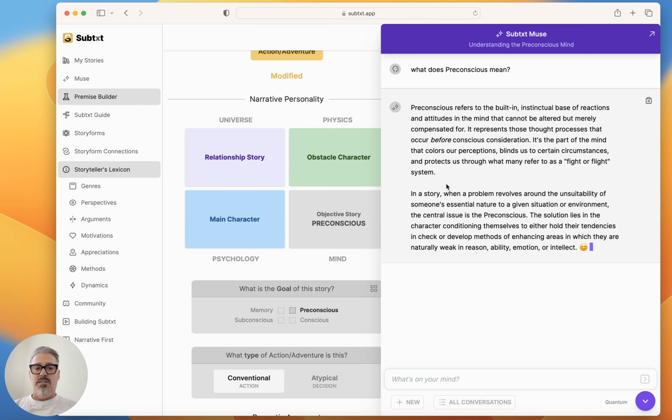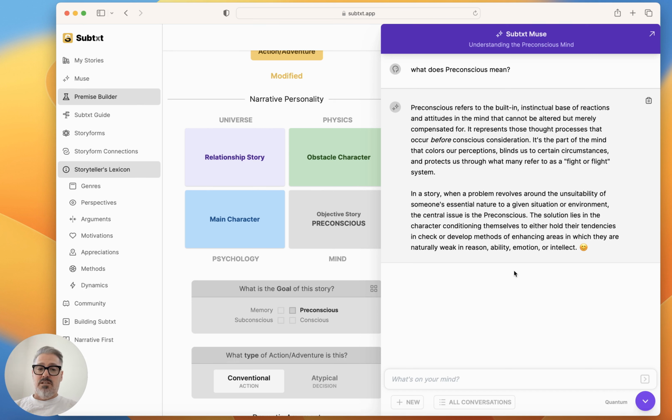The first paragraph here is the actual definition of what preconscious is. It refers to the built-in instinctual base of reactions and attitudes in the mind that cannot be altered, but merely compensated for. And it's where the fight or flight part of the mind is. And then here in a story, when a problem revolves around the unsuitability of someone else's nature to a given situation or environment, that central issue is the preconscious. So then that should give you an idea, because all narrative structure is focusing your story to look at a particular problem and to hone in on that aspect of the mind and that aspect of conflict.